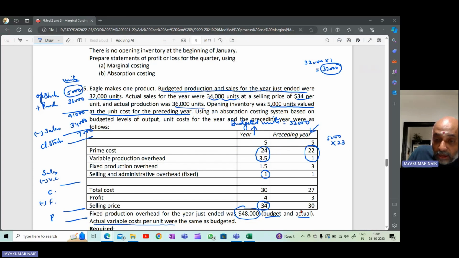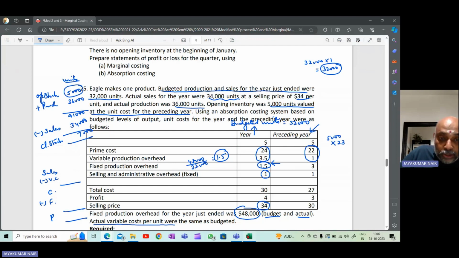The budgeted production overheads are 48,000, divided by the budgeted units of 32,000, which gives 1.5. That's how they have determined this. This is called the absorption rate. For every unit that they produce, they charge $1.5 as fixed production overhead. So for every unit they produce, they will absorb fixed production overheads at 1.5.